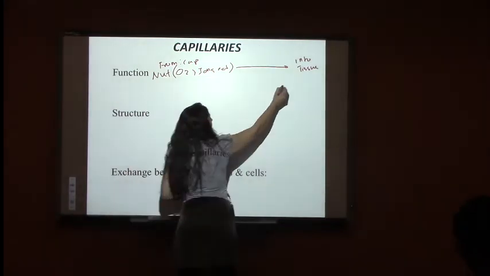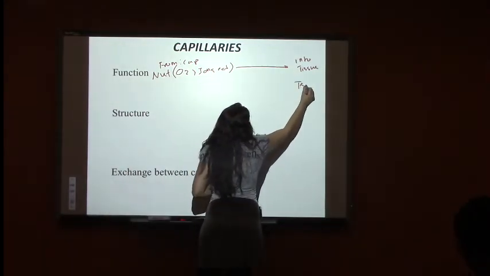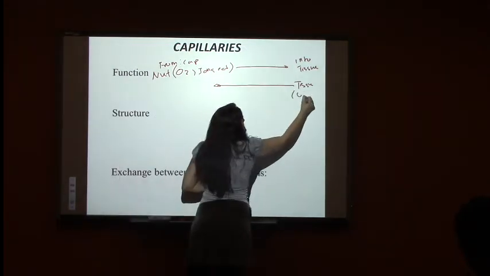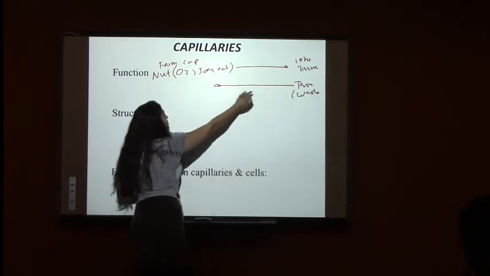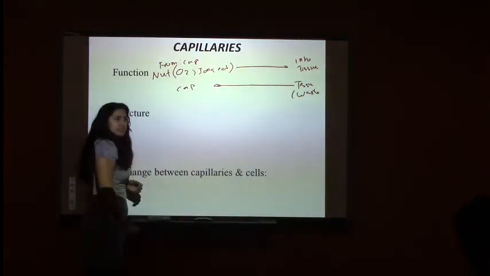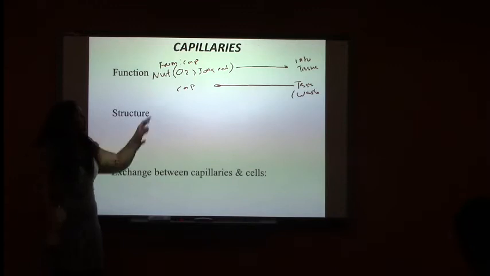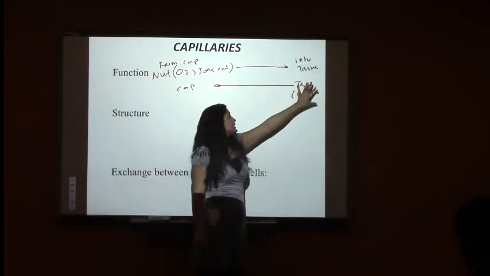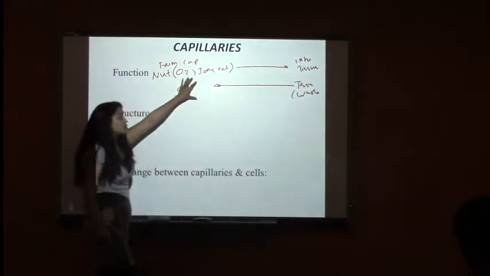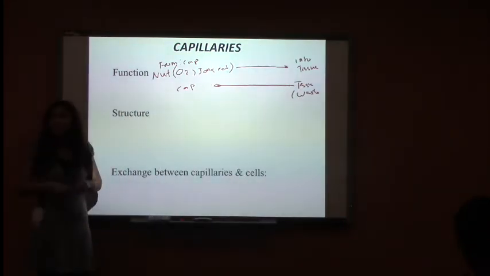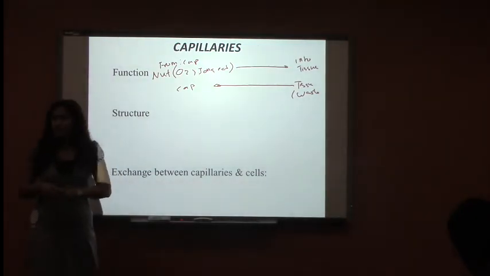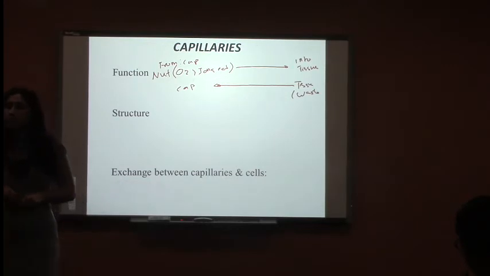Okay? And from tissues, it's waste products. Waste goes from the tissue and enters the capillaries. Does that make sense? So nutrients go from the capillary and enter the tissues, whereas waste products go from tissues and enter the capillaries. This is where exchange is able to occur. Okay? Waste products could mean carbon dioxide. Yes? Is it the same capillaries for both? Yes.